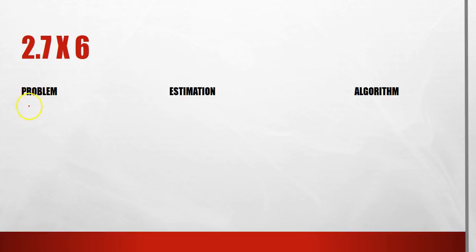Okay, I believe this is our last one. So I have 2 and 7/10 times 6. When I estimate, 2 and 7/10 is about 3. 6 does equal 6, so my answer is going to be about 18.